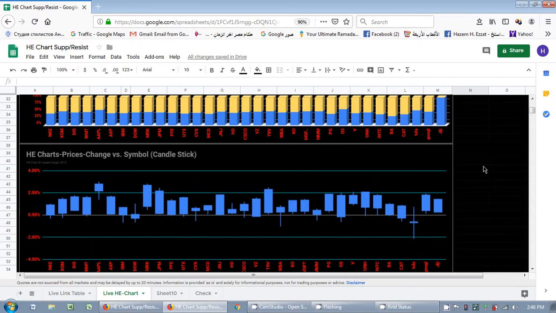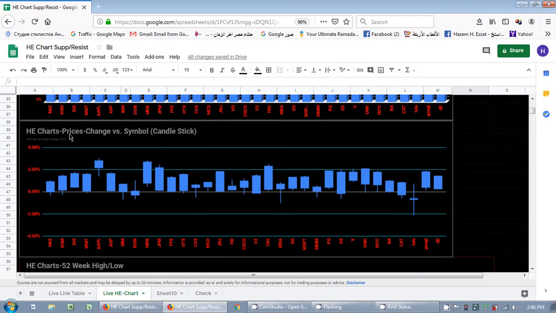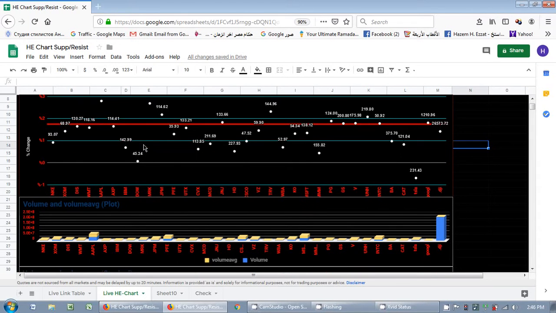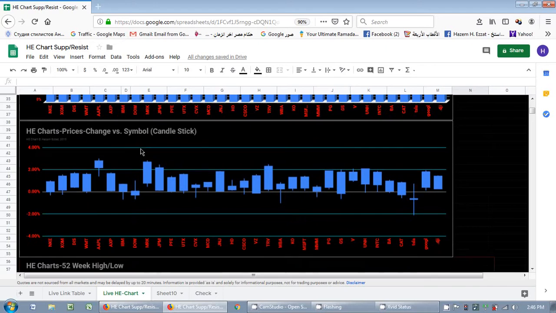Another HE chart is the HE chart candlestick. What I've done here is use the same methodology as with the HE chart point plot. It basically shows the movement during the day for each individual stock, candlestick style, and you can really compare and have relative performance with all the other stocks followed.